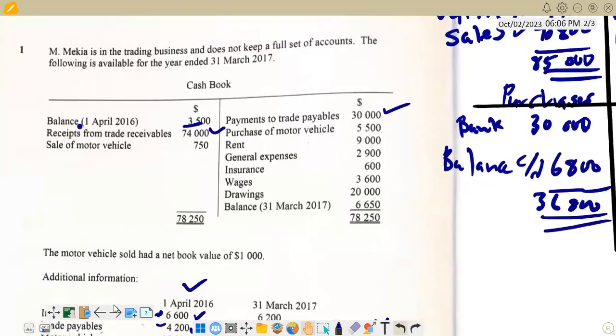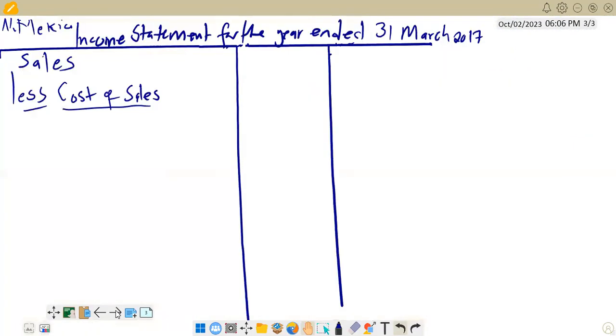If you go to our income statement now, here for sales, the figure for sales we found is 70,800. So here we are going to put 70,800. Then we'll start on the cost of sales section. We start with opening inventory.